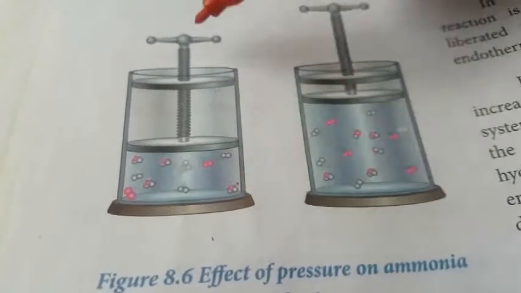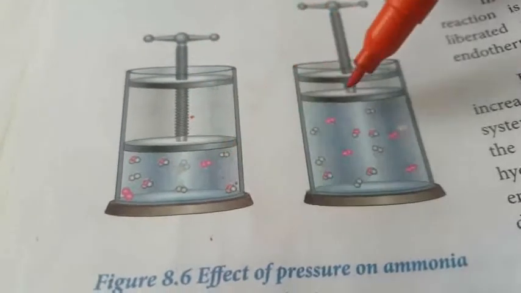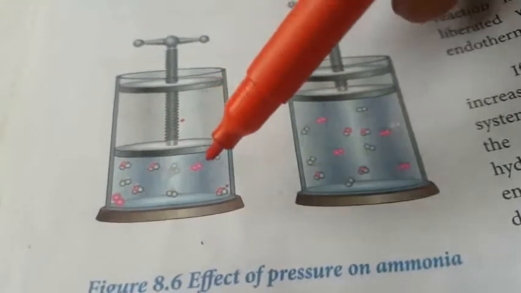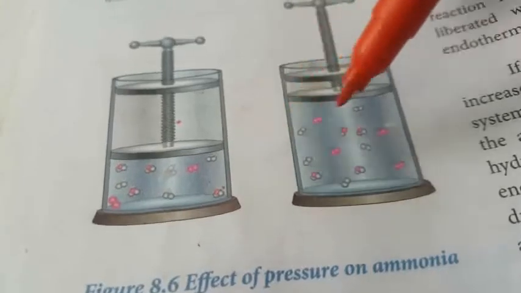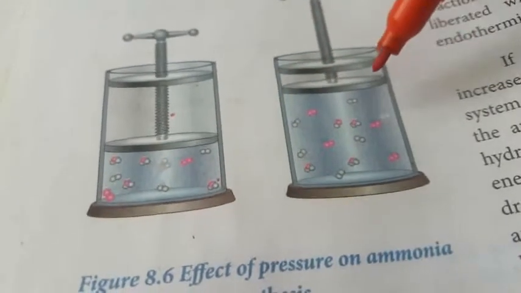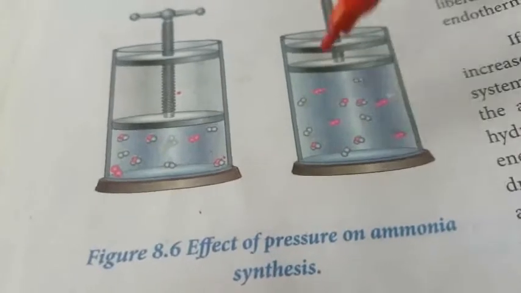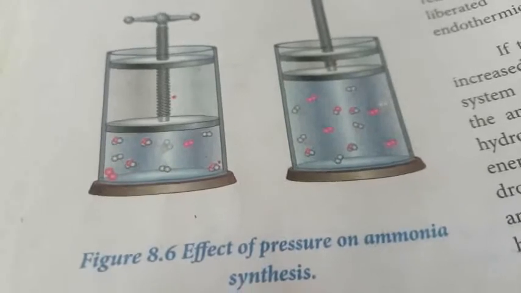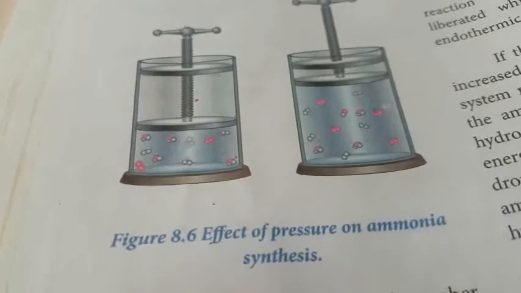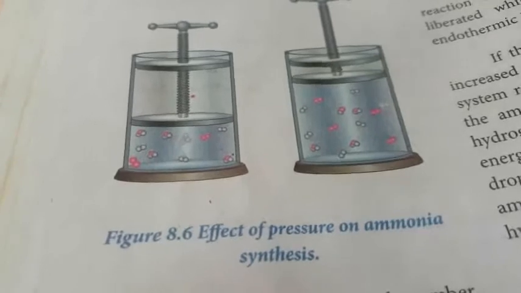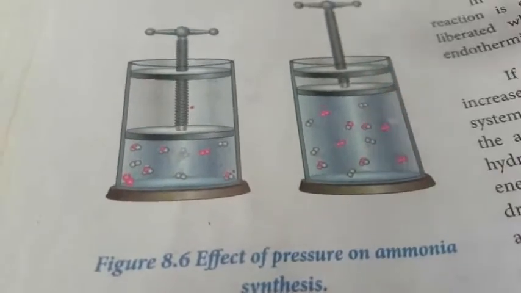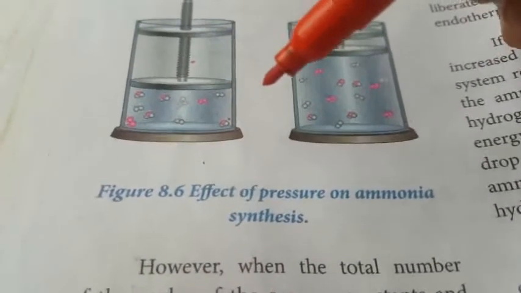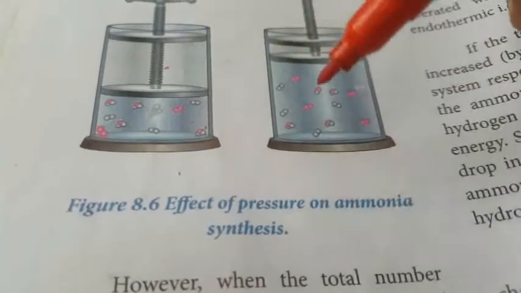So this is the container. Now you are applying pressure. What will happen? The total volume will be reduced. That is the reason the pressure increases. Now in an expansion process, the volume increases. That is the pressure-volume relation. When the pressure increases, the volume is reduced. It favors the formation of ammonia. Now suppose you reduce the pressure, the reverse reaction is favored, so only hydrogen and nitrogen are formed.